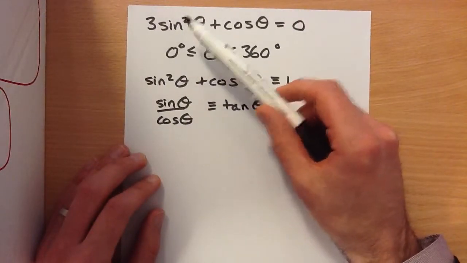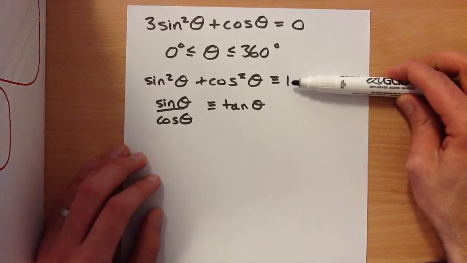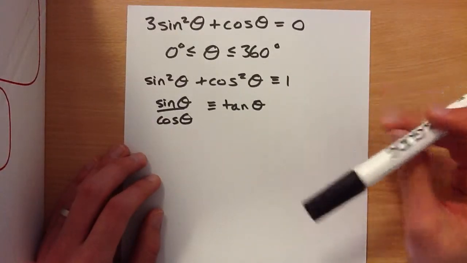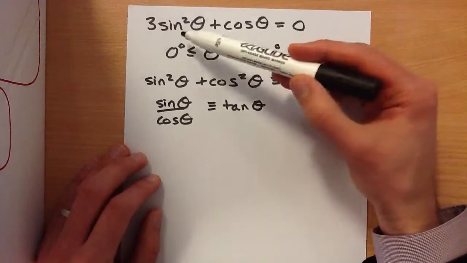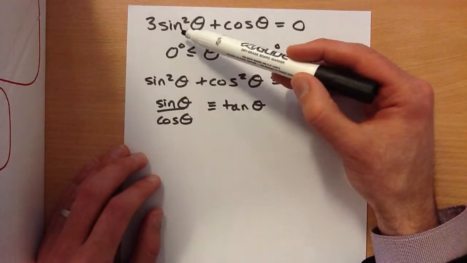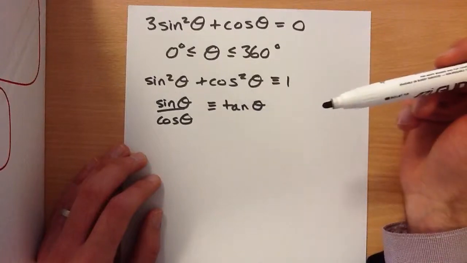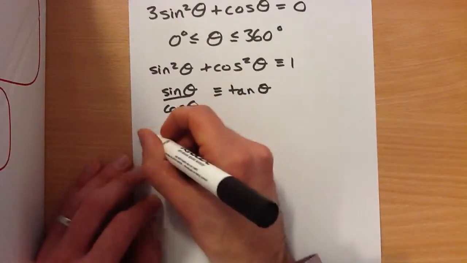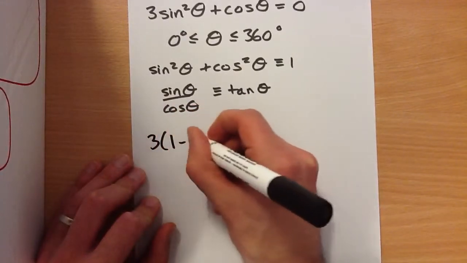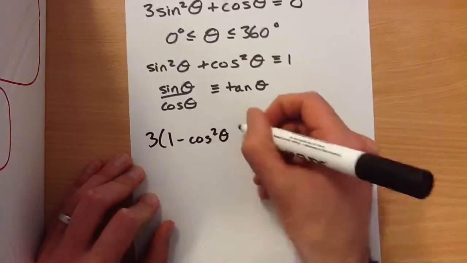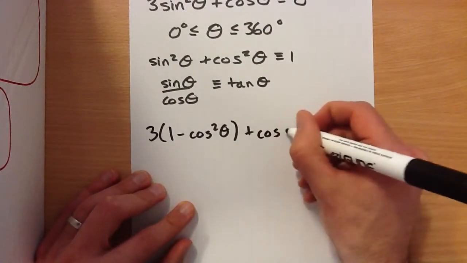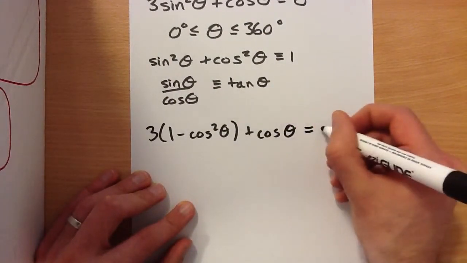That straight away makes me think that I'm going to want to use this identity here because this one doesn't have squared in it. So I know that I could rearrange sine squared theta to equal 1 minus cos squared theta. So I'm going to substitute that into here. So I get 3 times 1 minus cos squared theta, add cos theta, equals 0.